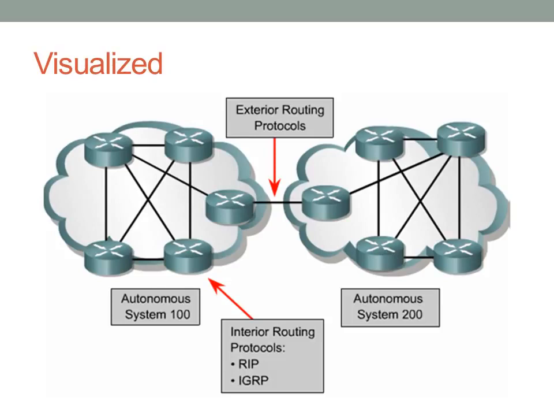Now, to visualize exterior routing protocols versus interior routing protocols, I've shown a couple different organizations here, and you can see their autonomous system numbers. Down there below, we have autonomous system 100 and 200, and you'll notice that within these two autonomous systems, we're using some sort of interior routing protocol, so RIP or IGRP. We won't be discussing IGRP, but we will be discussing its big brother, EIGRP. And now you'll notice between the two autonomous systems, we're going to use some form of exterior routing protocol, and today that would be BGP.